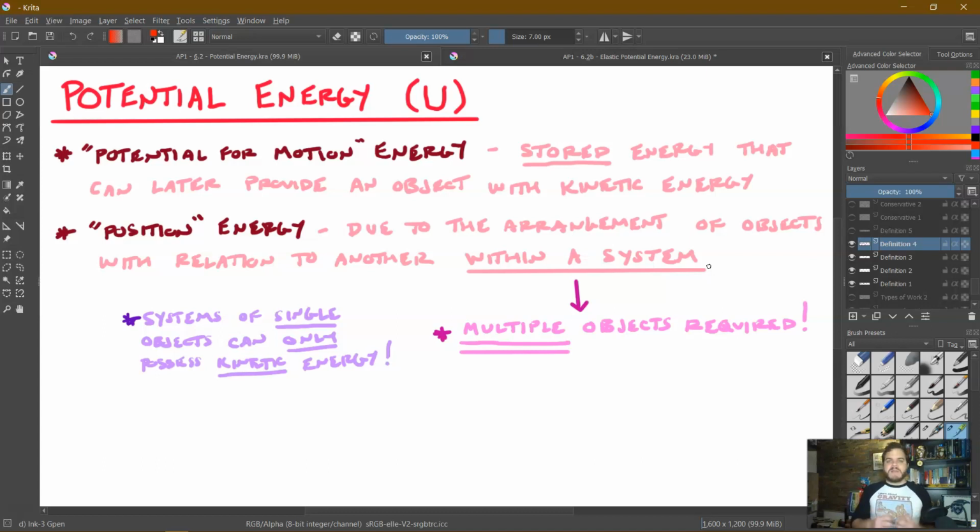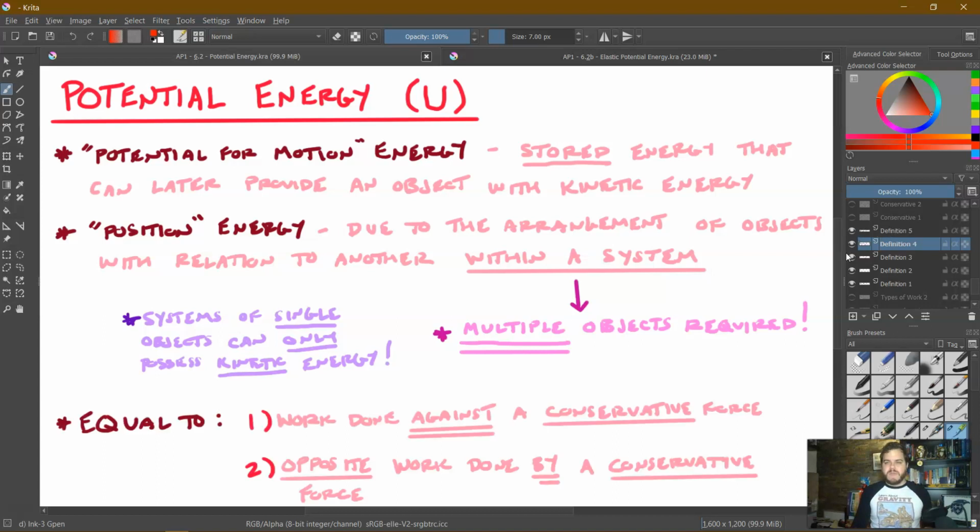Okay, so how exactly do we go about calculating potential energy, though? Well, there's another way we can define it that's very useful for this sort of idea, which is that potential energy is equal to these two different definitions. One, it will be equal to the work done against a conservative force. Or two, it is opposite the work done by a conservative force.